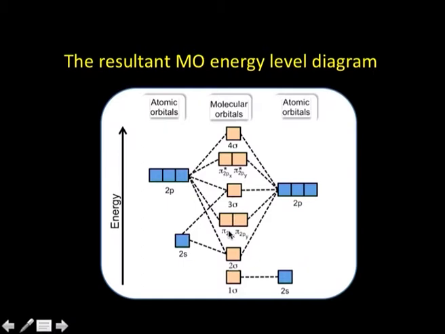Another set of combinations is 2px and 2py of carbon with 2px and 2py of oxygen. They combine to give 2 bonding molecular orbitals, which are pi orbitals, and 2 anti-bonding pi orbitals, which are degenerate, of course. That is the set of molecular orbital energy levels we get by the combination of atomic orbitals of carbon and oxygen. Let's see how we accommodate the electrons in the valence shells of carbon and oxygen into these molecular orbitals.